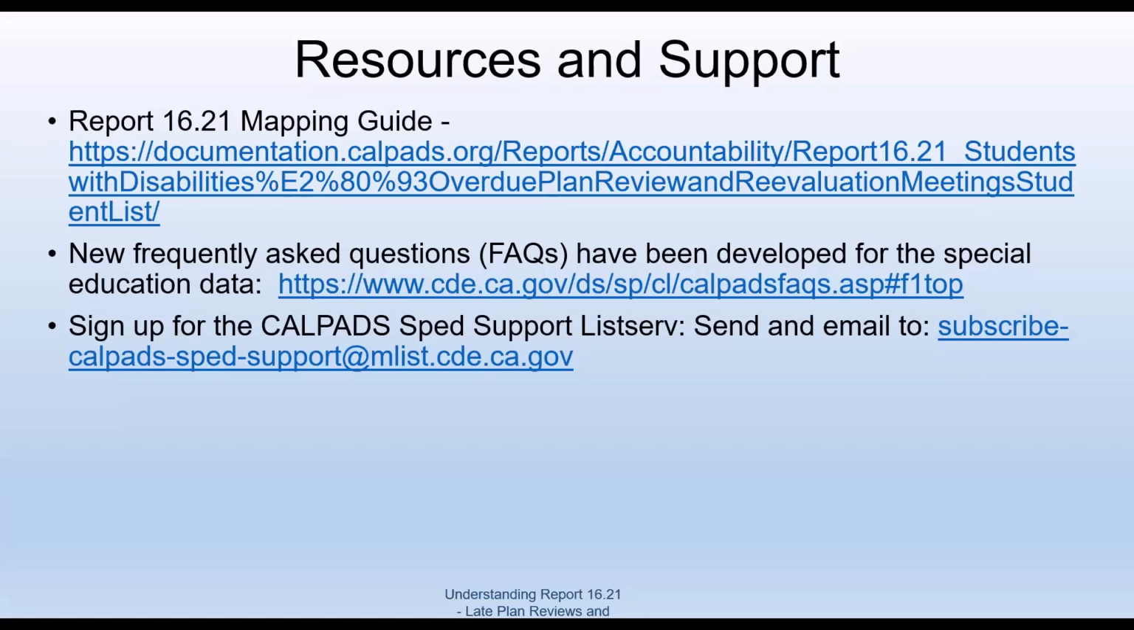Also, he, I believe, posted a link to the valid code combination. It tells you which delay codes are valid for which type of meeting. So in this case, if the parent was contacted but did not attend, there's a meeting delay code for that. So please take a look at the CALPADS code sets document for those meeting delays. And I will actually show you that on my screen here.